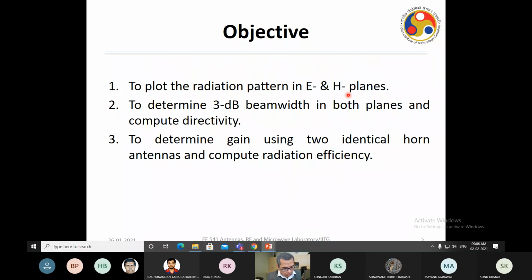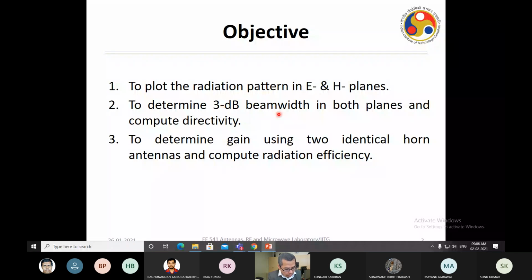H plane is the plane in which you have maximum magnetic field. And from the radiation pattern plot, we'll also try to find out the 3 dB beamwidth in both planes, E and H plane. 3 dB means power has been reduced by half. You find out the position for the maximum radiation, and you also find out the position at which the power has been reduced by half, and you can find out the 3 dB beamwidth. Since we are plotting the radiation pattern in two planes, there will be a 3 dB beamwidth for both the planes.